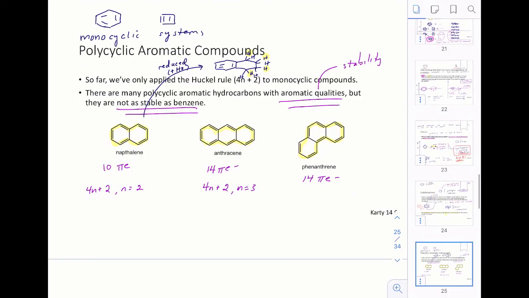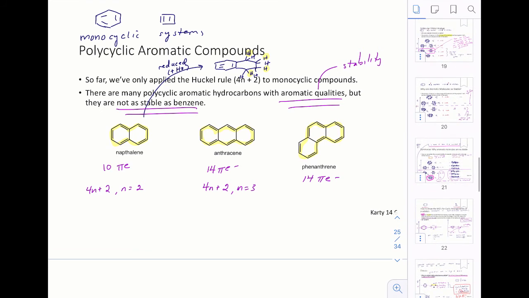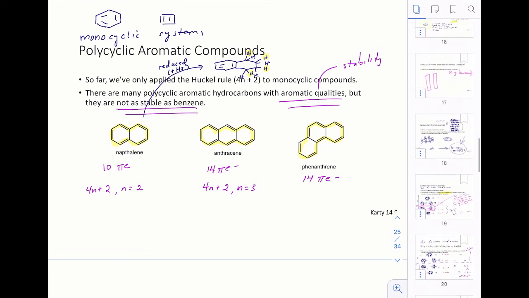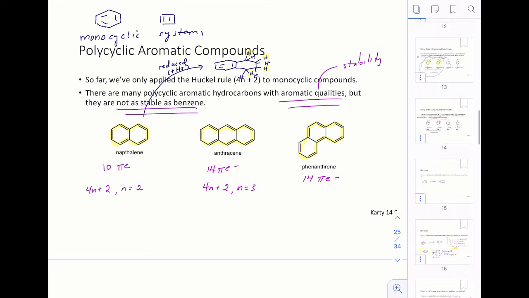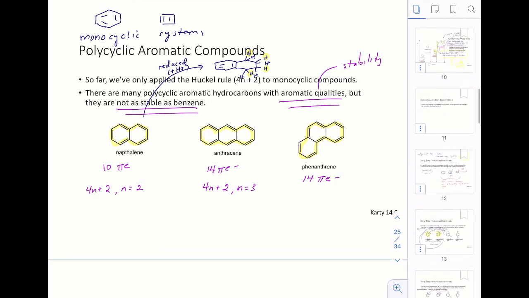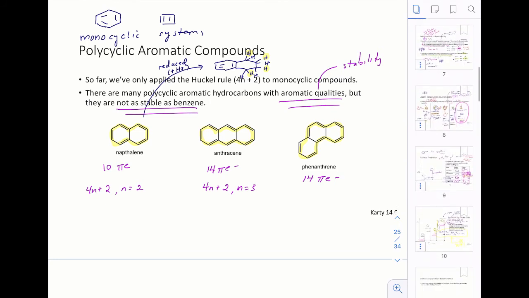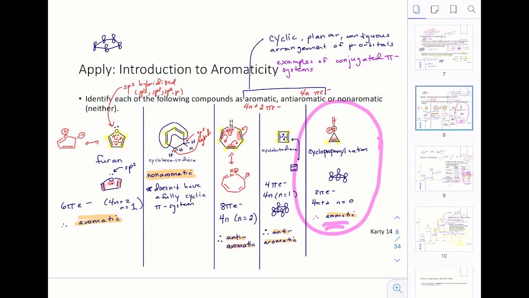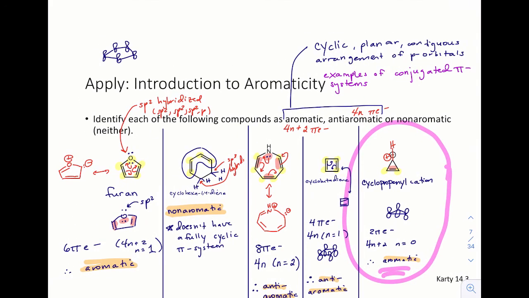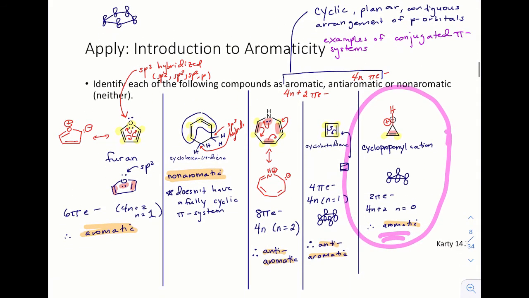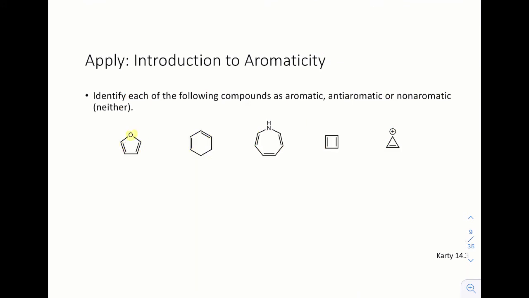So benzene is the prototypical aromatic compound. Polycyclic systems can have aromatic properties. And then I did want to point out one more thing. Towards the beginning of the lecture, I asked you to take a look at several compounds and determine whether or not they would have this property of aromaticity. And we looked at a few compounds that contain heteroatoms. So in particular, we looked at furan and this compound with nitrogen.